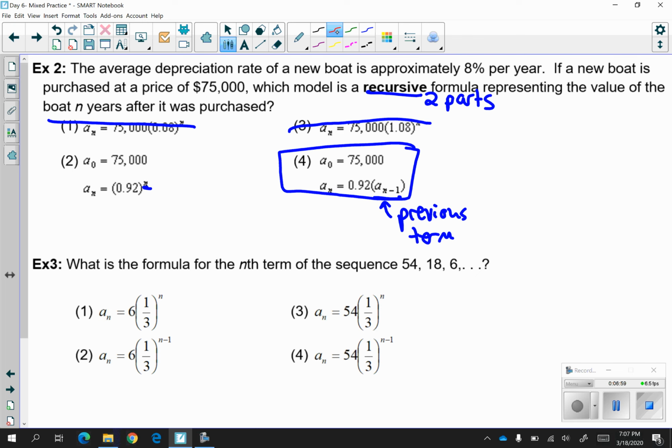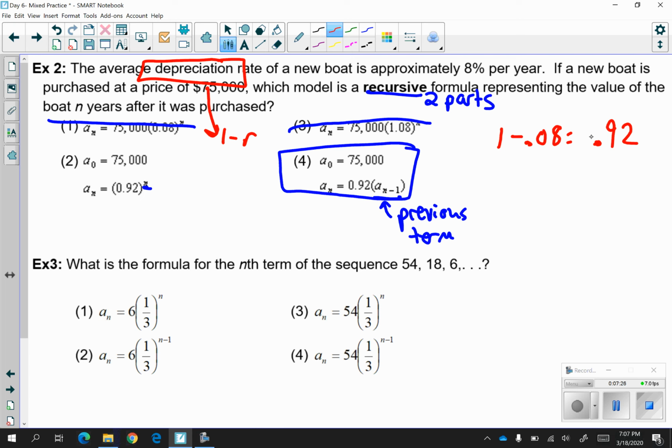If you're wondering where the 0.92 came in, they're telling you you are depreciating. That is a 1 minus r, right? Depreciating means to lose. So you have 1 minus your r value, which is 0.08, gives you a growth factor of 0.92.